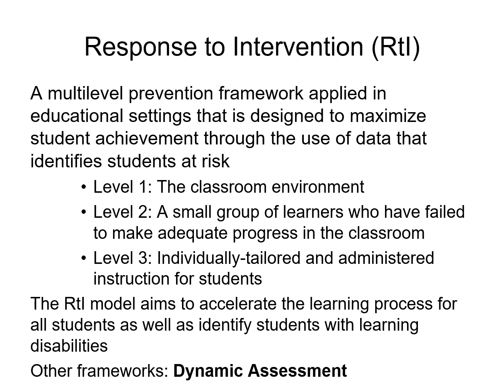So generally speaking, when we're looking at a response to intervention style test, we're looking at multiple levels. We're looking at the classroom environment. So how is the entire classroom doing? We're then looking to see, are there small groups of learners that have failed to make adequate progress in the classroom if the classroom itself is doing well? And finally, we may want to think about individually tailored instruction for students. In other words, tailoring for specific students that are falling behind.